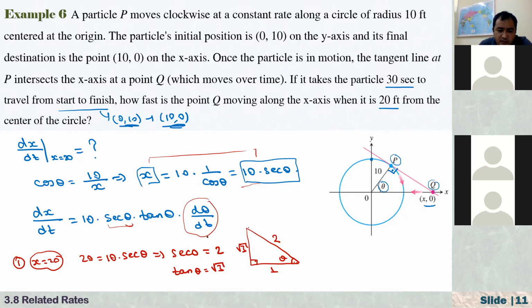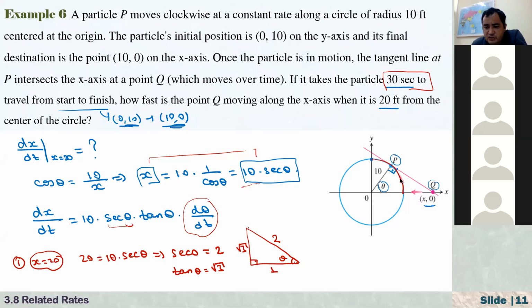And how about d theta/dt? How is this angle changing? At the beginning it says that it takes the particle 30 seconds to travel from start to finish. So what is the distance the point P traveled? It is just one fourth of the circle, so that is 1/4 of the circumference, 1/4 times 2 times pi times r, where r is 10. So that's equal to 5 pi.